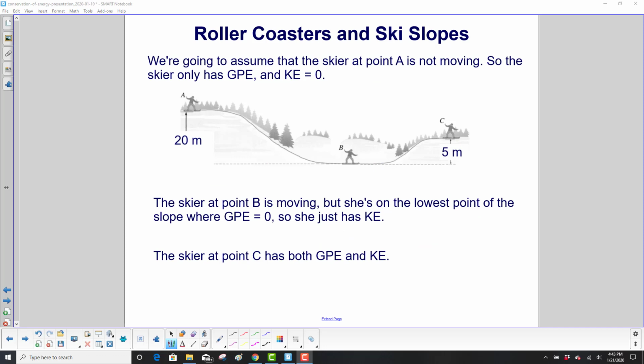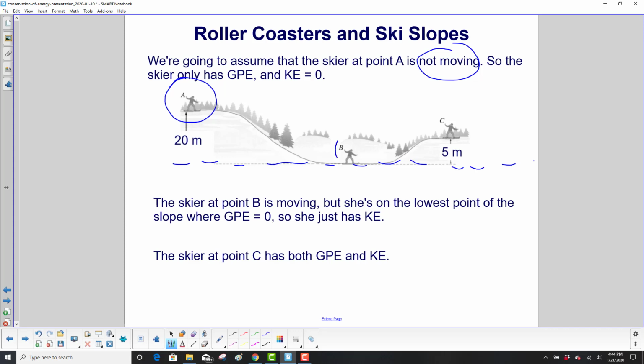We're going to start at point A. We have the skier over here, and we're going to assume that the skier only has gravitational potential energy and no kinetic energy. Why no kinetic energy? The skier's not moving. The skier's about to move, but not yet. We're going to set this level right here, where the skier at point B is. Of course, it's the same skier. I'm talking about the skier like it's different people. We're going to say that's the point where GPE is equal to 0.